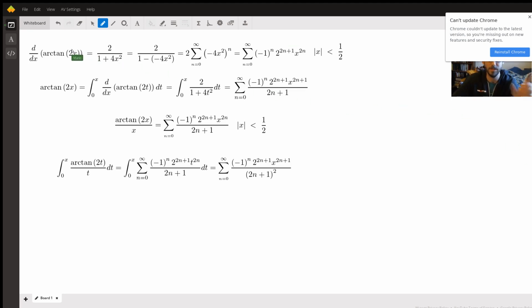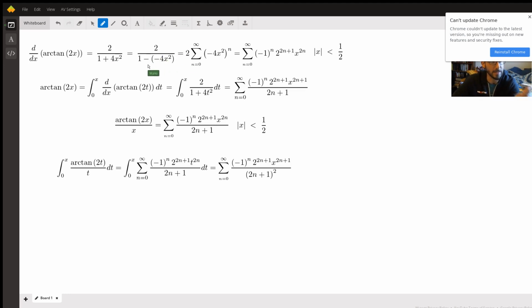And to start with, let's just look at the arctan of 2x. And what I've done here is I've taken its derivative, because the derivative of arctan of 2x is pretty nice. That's where we get the 2 over 1 plus 4x squared. Do a little bit of manipulation, I can write the denominator as 1 minus the quantity negative 4x squared.